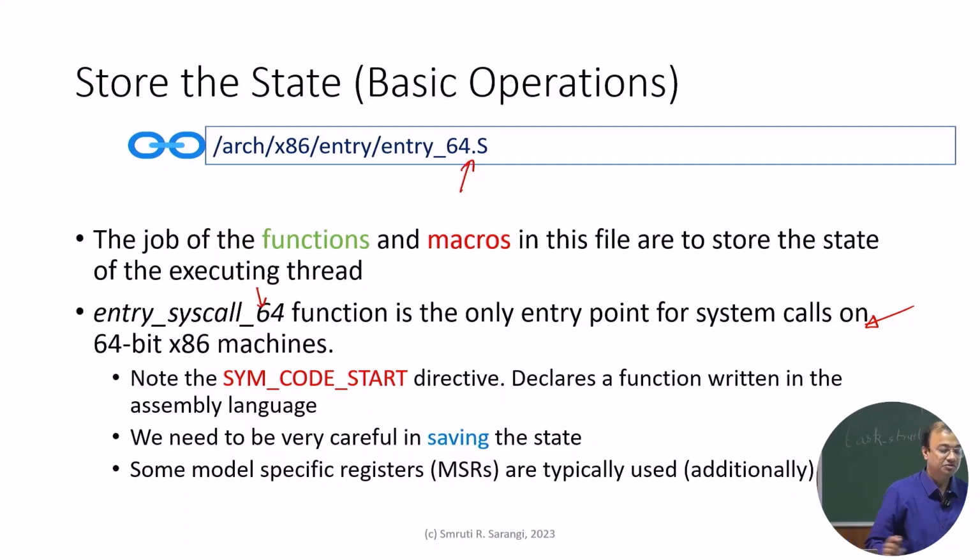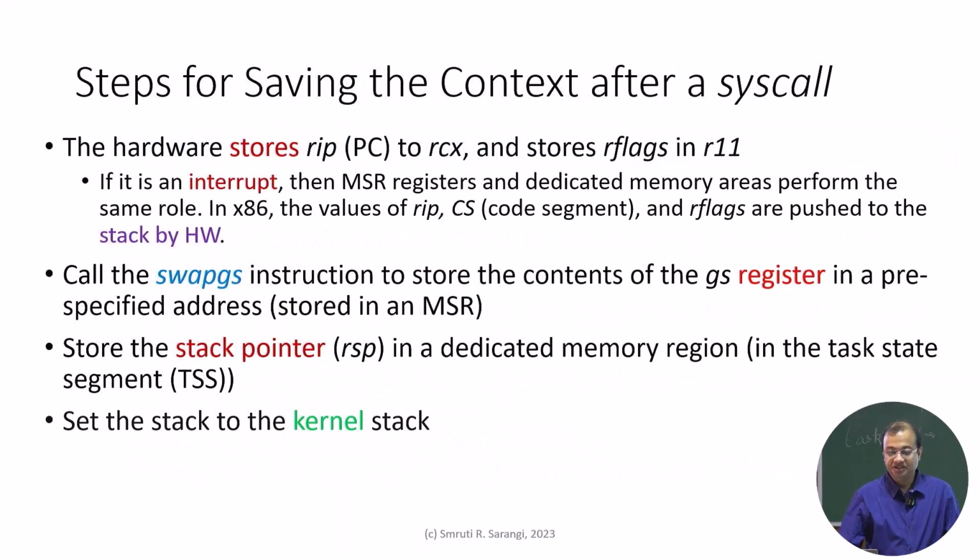So you will see the SYM_CODE_START directive in the kernel, which essentially says that this function is written in assembly language. And here, very carefully, the entire state is saved. It's a very nicely and accurately choreographed set of actions where you clearly can't go wrong. There is a precise sequence in which everything is stored. No two steps can be interchanged, because then the entire sequence will be wrong and your context will not be saved correctly.